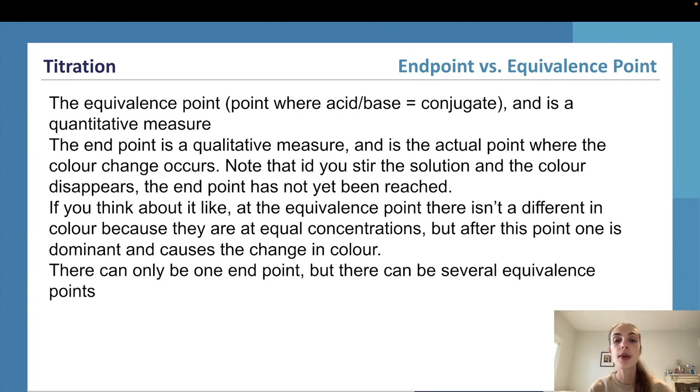And so there can only be one endpoint, and that's going to be at a particular pH and color, but there can actually be several equivalence points, and so that's going to be all those points at which the acid or base is equal to its conjugate acid or base. And so that may not necessarily be observable because we might not see that change in color until there's actually one particular concentration that is then seen to be more dominant than the other.